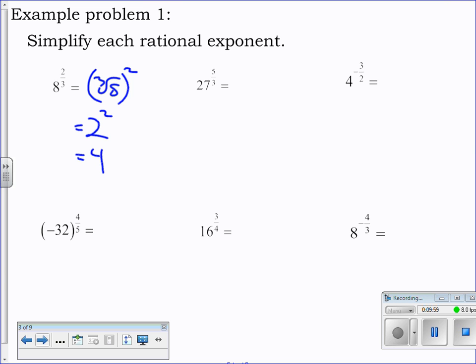Cube root from the denominator. The cube root of 8 is 2. Take that number and square it, I get 4. Same thing on the next one. 27 to the 5/3 power. The denominator means that I take the cube root. The numerator means I take it to the 5th power. I'm going to cube root first. The cube root of 27 is 3, so that's 3 to the 5th, which is 3, 9, 27, 81, 243.